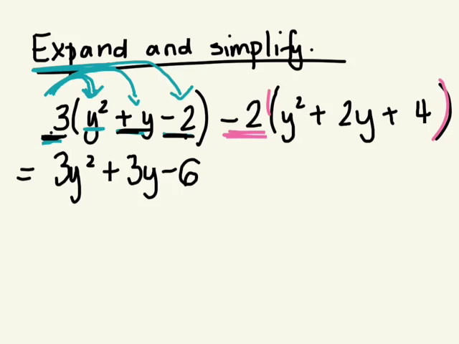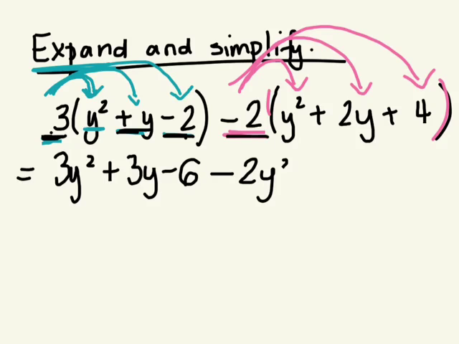Now we have a negative 2 in front of the second bracket. So we have to do the same thing. We need to distribute this term, multiply it by each term inside the second bracket. Okay? So I'll do the first one. Negative 2 times y squared would be negative 2y squared. So you have negative 2 times positive 2y. Negative times a positive is negative. So you simplify that to negative 2 times 2 is 4y.